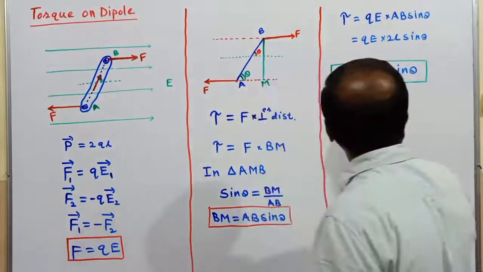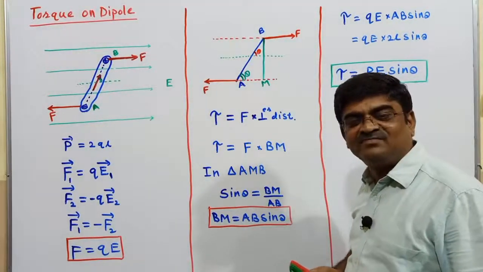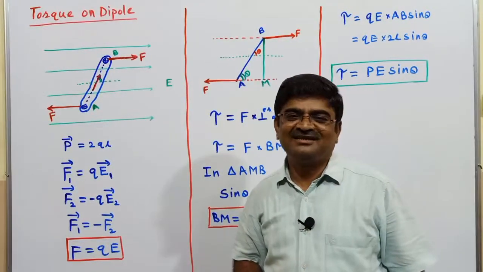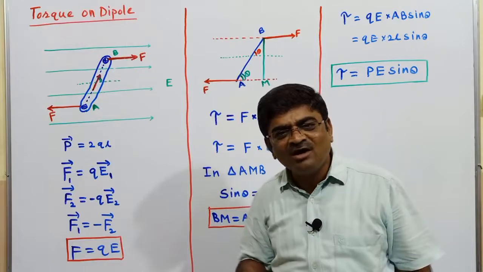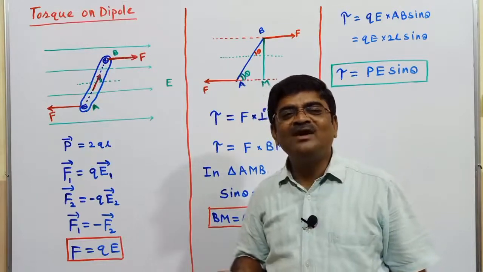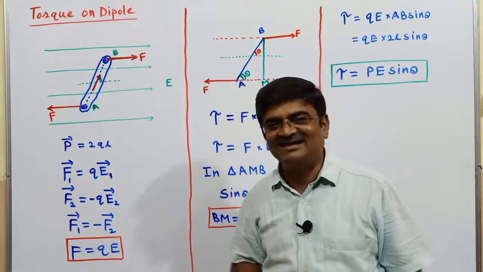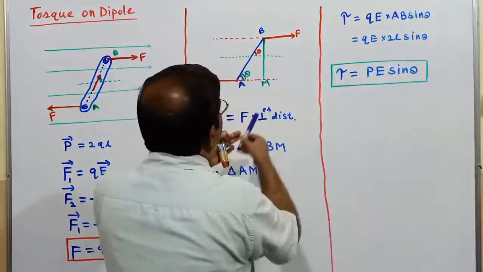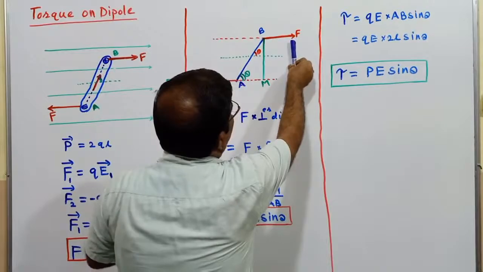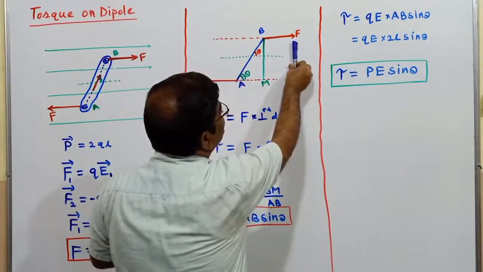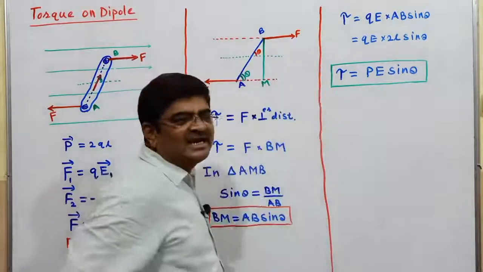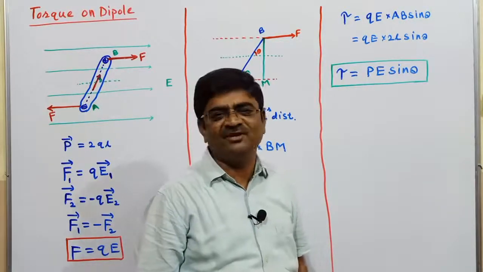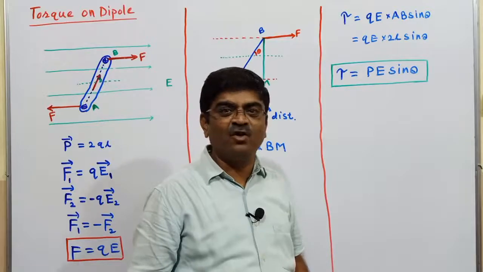You can also understand when the torque is going to be maximum. When do you get maximum torque? If theta is 90. Theta 90, anyone? The dipole moment is perpendicular to the electric intensity. If the dipole is held like this, perpendicular to the electric intensity, you get the maximum torque experienced by the dipole. So I hope I am reaching you all.